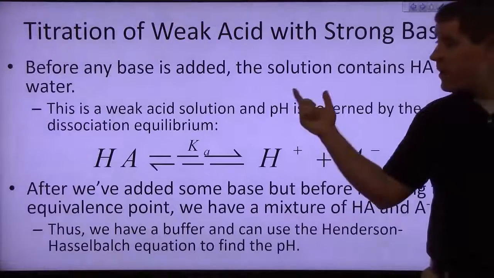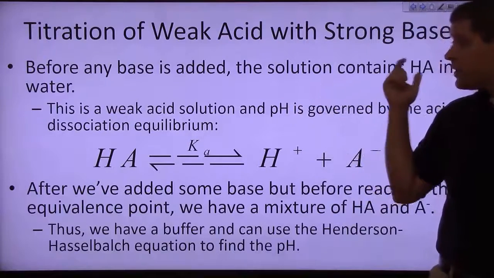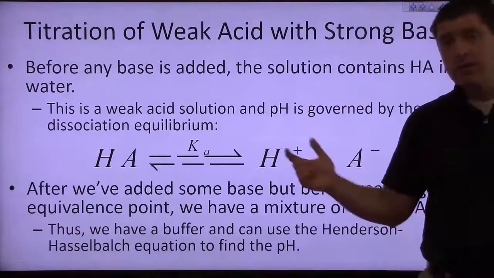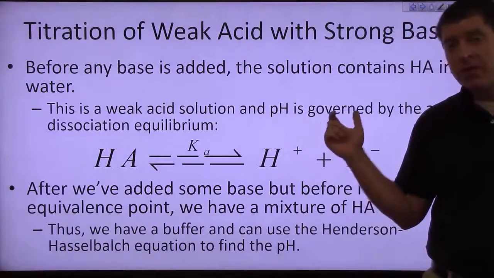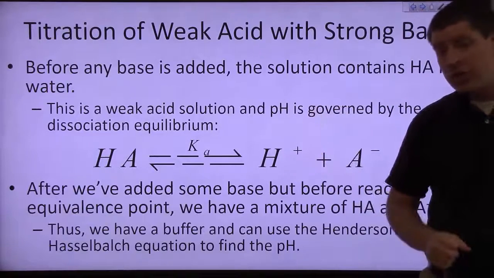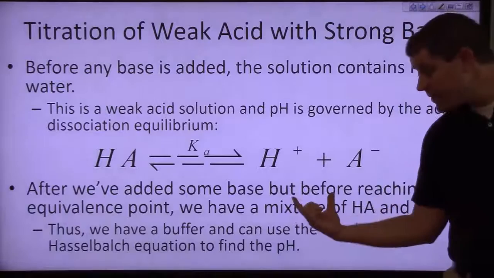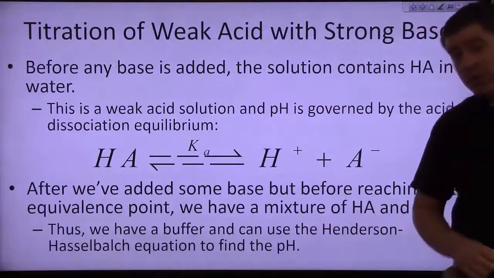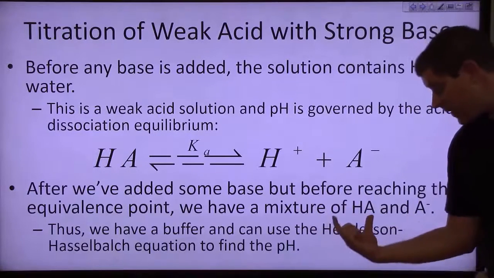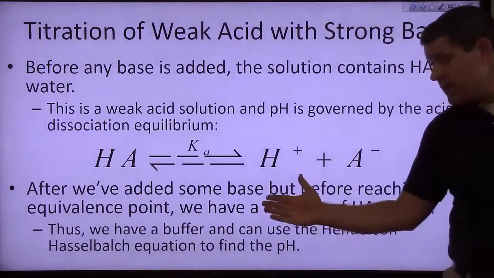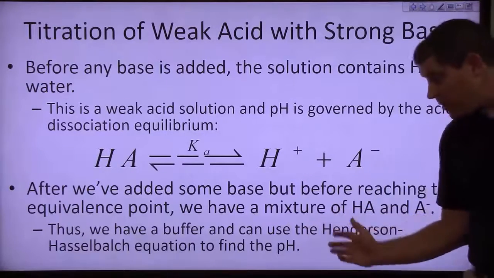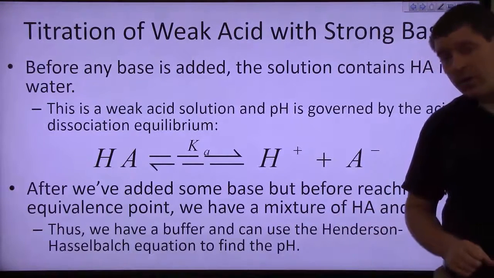Now, before any base is added, the solution contains HA in water. Now, this is a weak acid solution, and the pH is then governed by the acid dissociation equilibrium, which I've shown here. In the second region, after we've added some base, but before we've reached the equivalence point, then we have a mixture of HA and A minus, and that means that we have a buffer solution, and we can use the Henderson-Hasselbalch equation in order to find the pH.